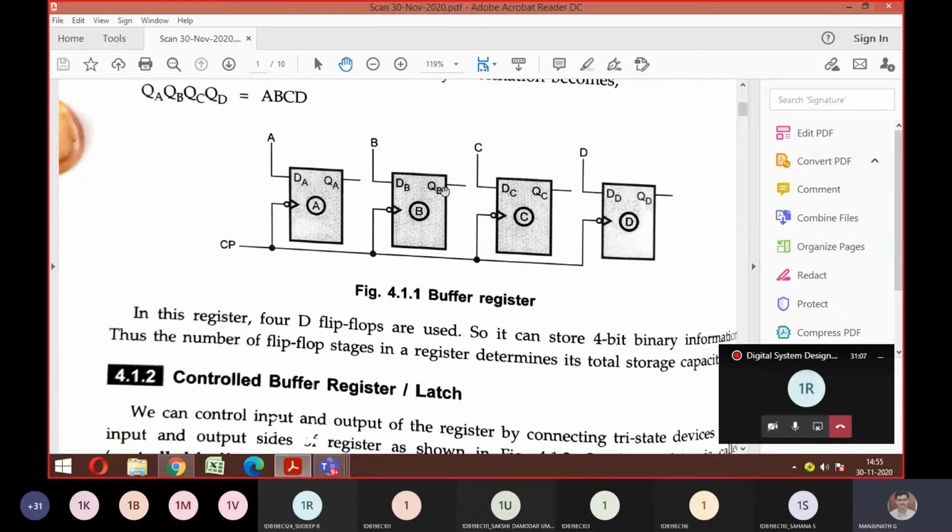Am I clear? Whenever you want to store information and it has to be moved stage by stage, whether you want to move it stage by stage into the register or out of the register, that depends upon the clock pulses. Such type of movement or shifting, using arithmetical and logical operations, is what we call shift registers. I hope everyone got what I told.